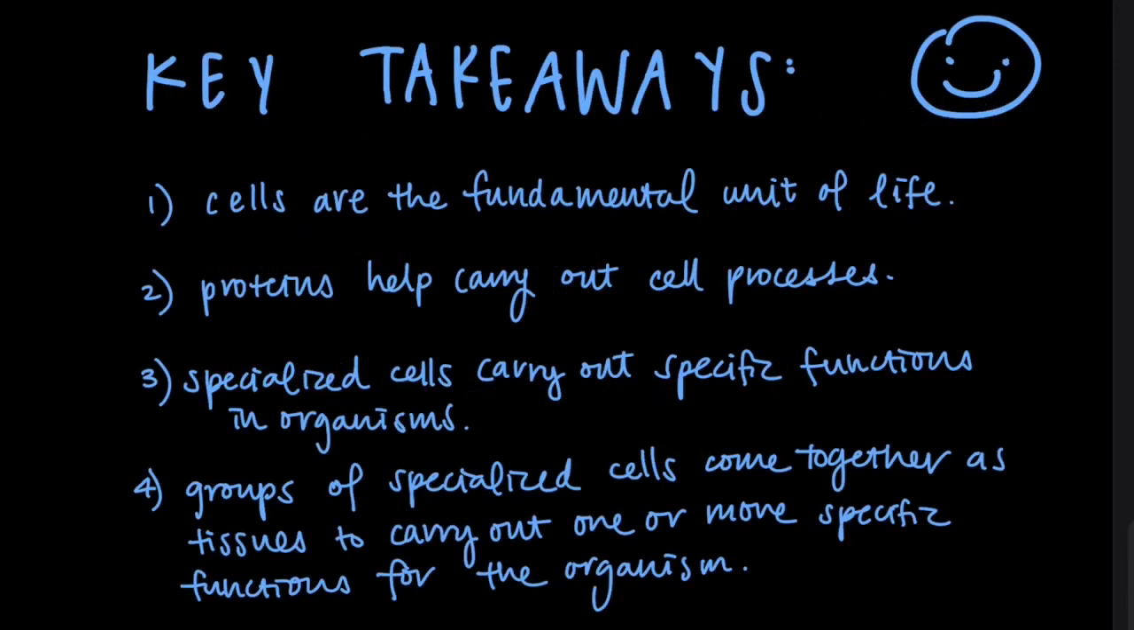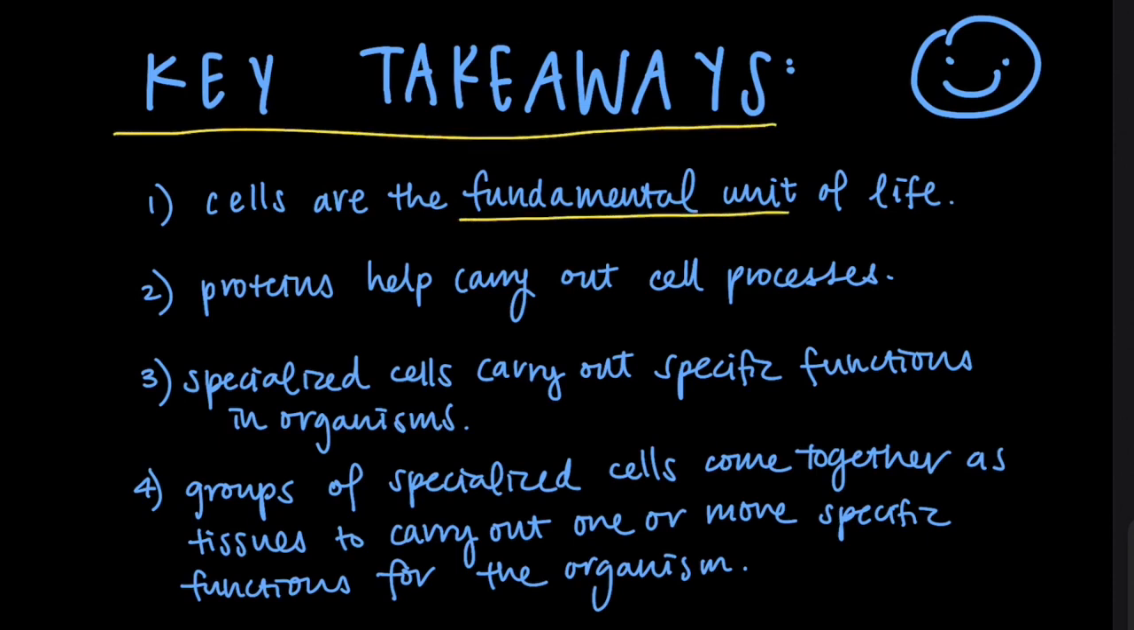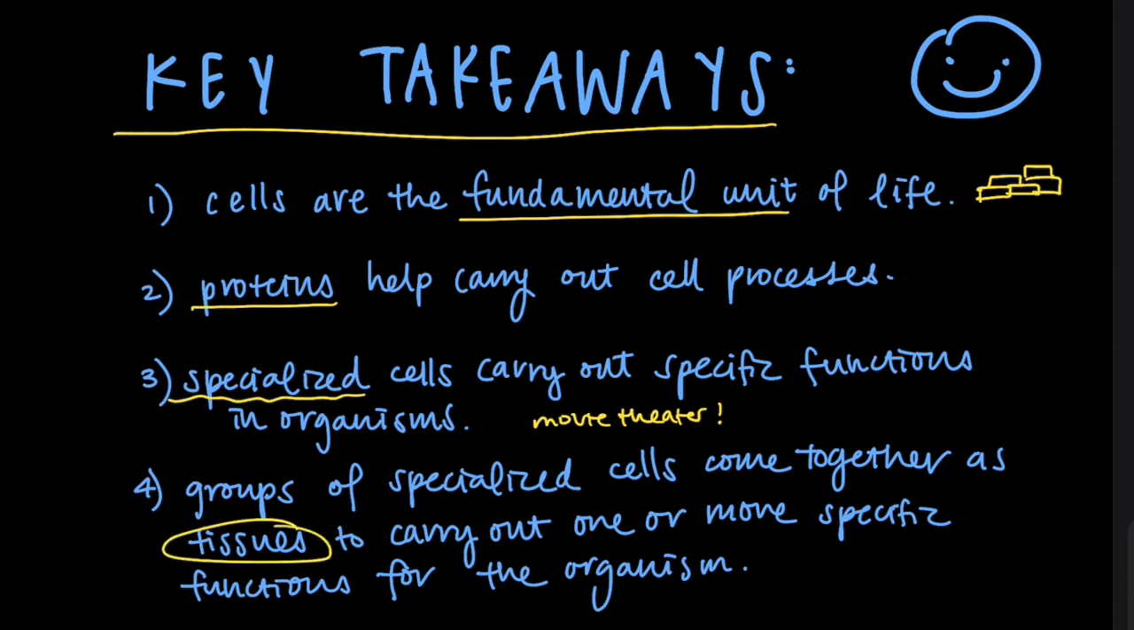So, what are the key takeaways about cell specialization? Number 1, cells are the fundamental unit of life. They're the smallest structural and functional unit of an organism. Number 2, proteins help carry out cell processes. Number 3, specialized cells carry out specific functions in an organism. Think of the movie theater analogy, where each person has their own specific role. And number 4, groups of specialized cells come together as tissues to carry out one or more specific functions for the organism.